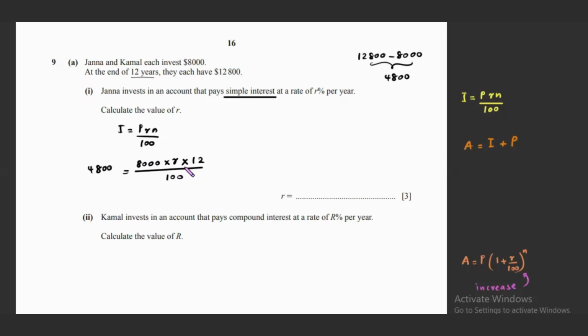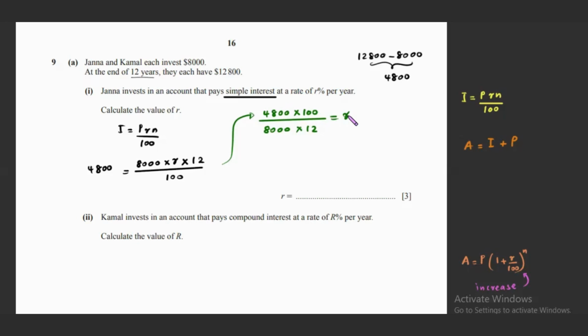And now I need to make R the subject, because that is what we are supposed to find. To do that, I need to bring this 100 that is dividing to the other side. It gets multiplied, so it will get multiplied with this 4,800. And this 8,000 and 12, they are being multiplied. When I take them to the other side, they will get divided. So it's going to be divided by 8,000 times 12. This will give us the value of R.